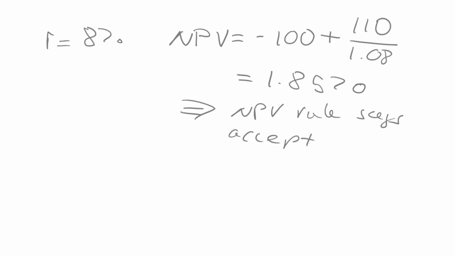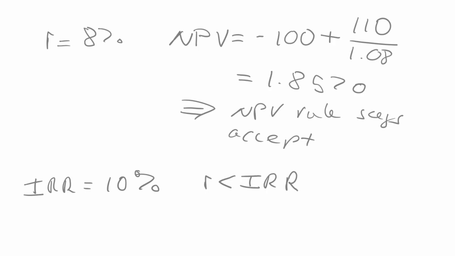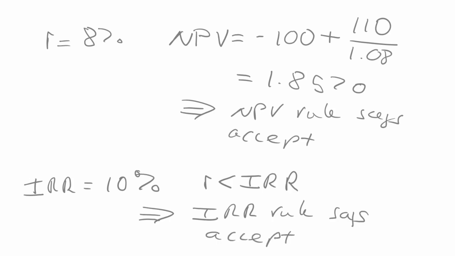What about the IRR rule? Well, remember, the IRR is equal to 10%. That's the discount rate that makes the NPV equal to 0. So notice R is less than the IRR. The IRR rule says accept if the IRR is greater than R, which is the case here. So the IRR rule says accept. So in other words, they agree. And that's not just because of the values that we picked.